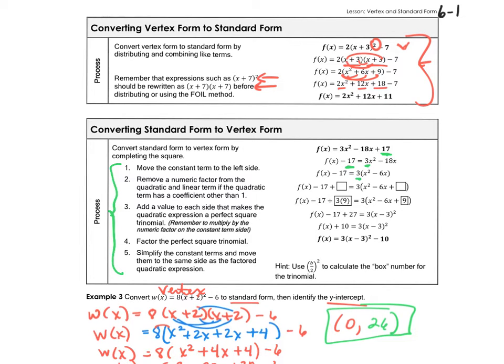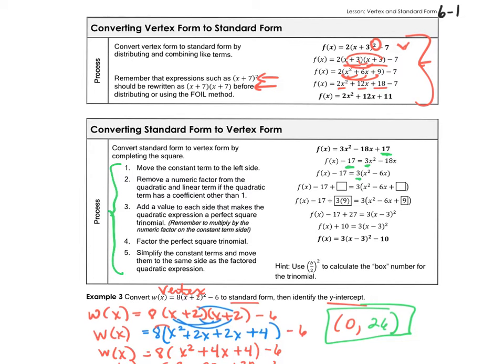They factored out a 3. You cannot have a leading coefficient when you complete the square. We've talked about that when we were working on completing the square. You have to factor out that 3. Okay, number 3. You're going to add the value on each side that makes it into a perfect square trinomial. Remember to multiply the numeric factor on the constant term side. So we're going to complete the square here.